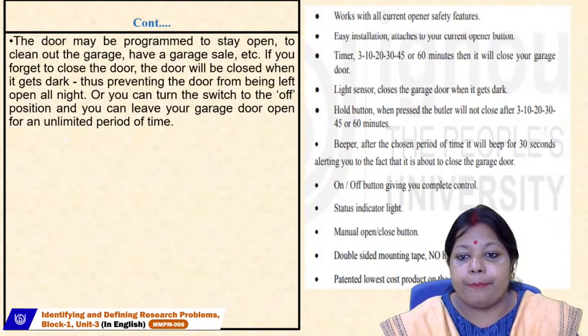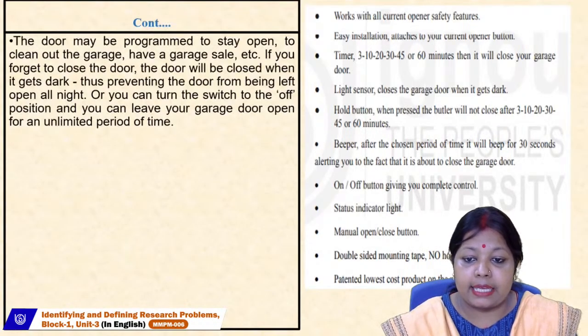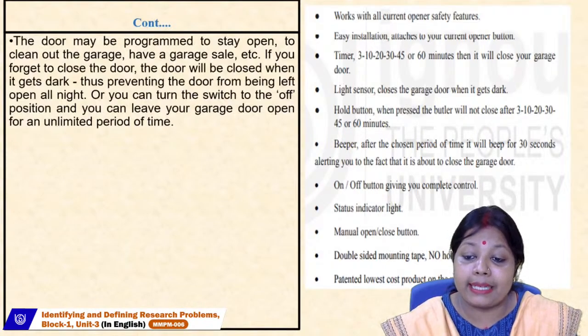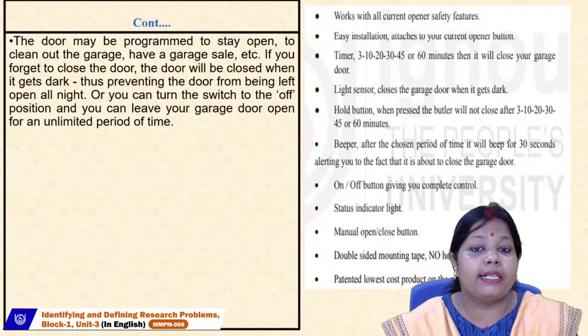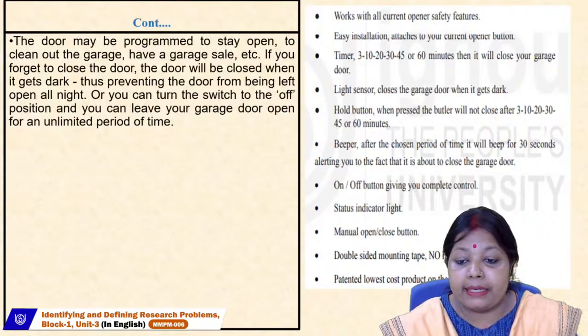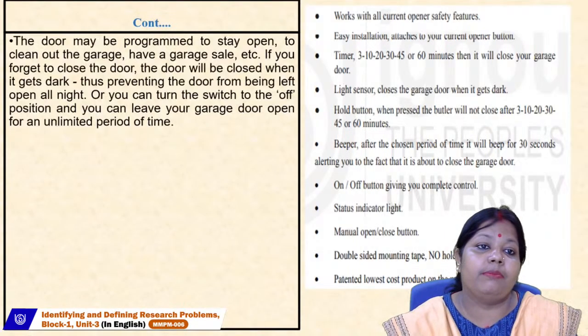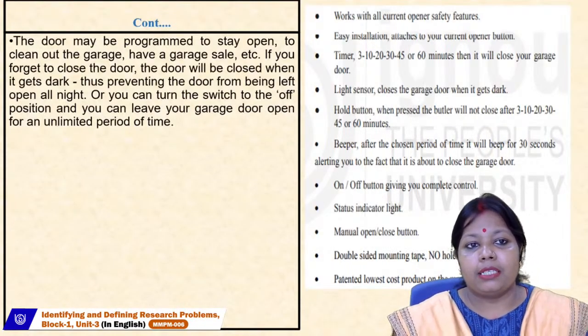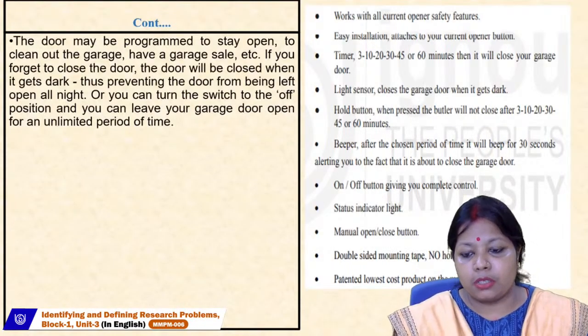Hold button, beeper: after the closing period of time, it will beep for 30 seconds. On or off button, giving you complete control. Status indicator lights. Again, manual open or close button. Double-sided mounting tab, no holes for drills. Then a patented, lowest cost product in the market. So these are the things which are applicable for this garage closer or door opener.